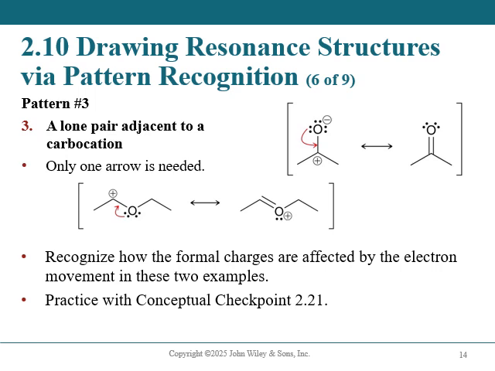Let's look at the third pattern, lone pair adjacent to a carbocation. Now when that happens, you only need to use one arrow that will tell you where the lone pair is moving. So you go from the lone pair to the vacant site, or where you can migrate. As you can see, it's actually fairly straightforward, just like our second pattern. It's important to recognize how the formal charges are affected by the electron movement in these two examples. My advice would be, every time you practice drawing your arrows and your resonance structures, calculate those formal charges. Make sure that you're practicing constantly until they become sort of second nature.